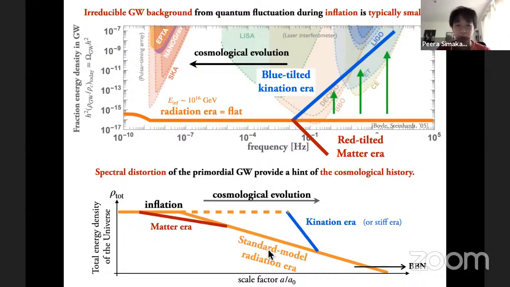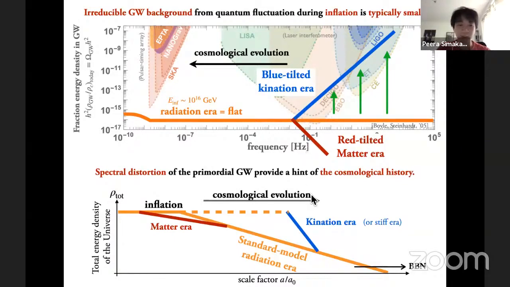This modified cosmological history will lead to a distortion of the gravitational wave spectrum from inflation. For example, the matter era will lead to a red tilt on the spectrum, whereas kination will enhance the gravitational wave spectrum and generate a blue tilt. This is very interesting for gravitational waves from inflation because it will increase the detectability of the signal by many orders of magnitude. So now let's focus on kination.